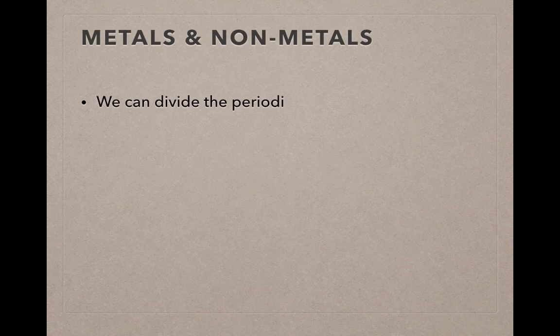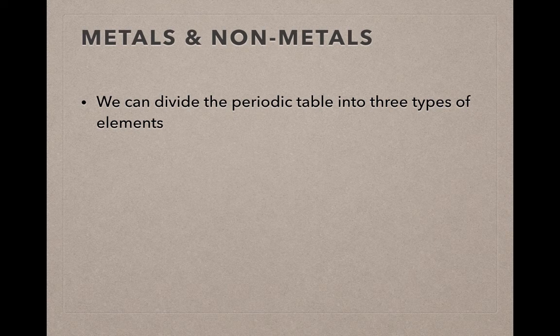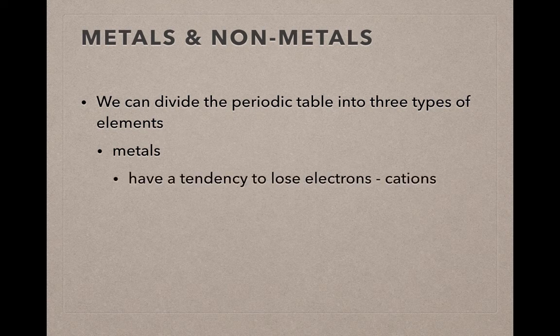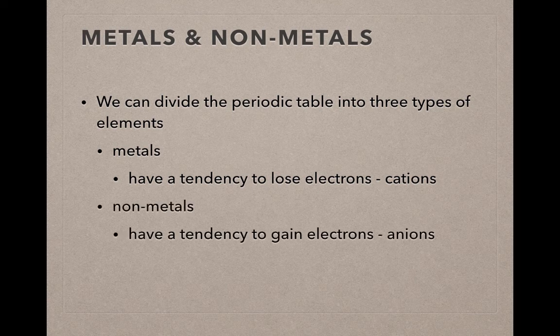Now, if we look at the periodic table, we really have 3 types of elements. We have metals, which have a tendency to lose electrons and thus become cations. We have our nonmetals, and they have a tendency to gain electrons and thus become anions. Metals lose electrons because they're going backwards on the periodic table to get to the closest noble gas. Nonmetals are gaining electrons to make it to the next noble gas that tends to be closest to them.